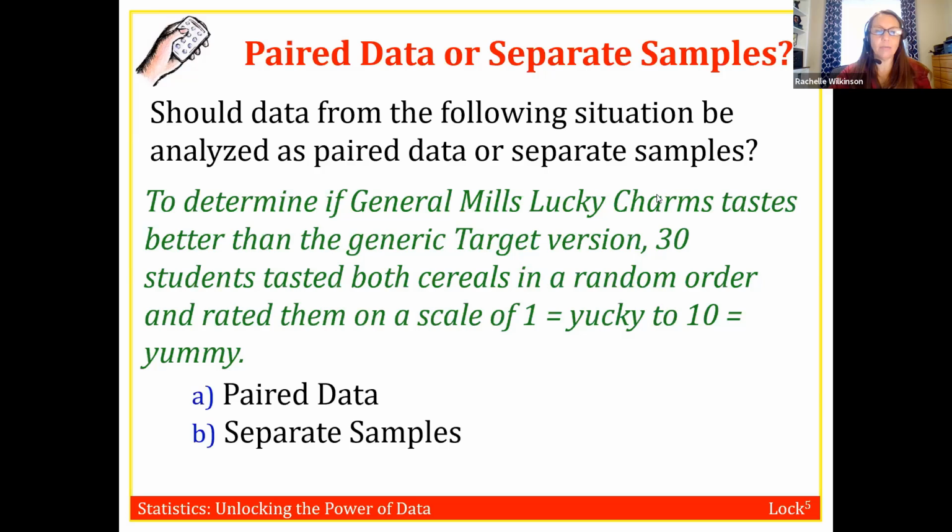All right, you guys did really well here. This one is paired data, which is what 90% of you chose. So it's paired data because the same students are tasting both cereals. So the student would be the pair, and they're getting both treatments, but in a random order. So if I know who tasted the General Mills Lucky Charms cereal, I also know exactly who tasted the generic Target version cereal because it was the same people.